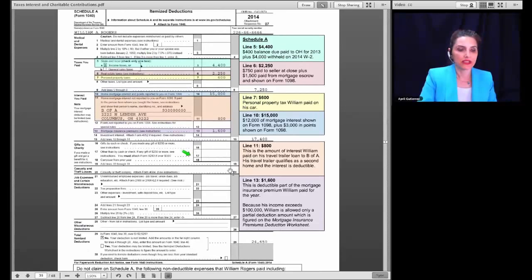So let's move over to the Schedule A and see what's going on. On line 5, he's going to enter the $4,000 of income tax that was withheld on his W-2, plus he's going to deduct the $400 that he paid as a balance due for his 2013 Ohio return.